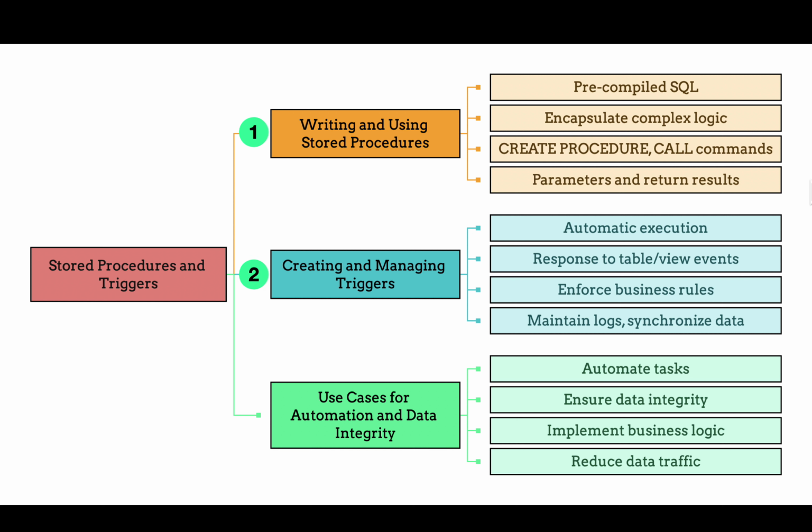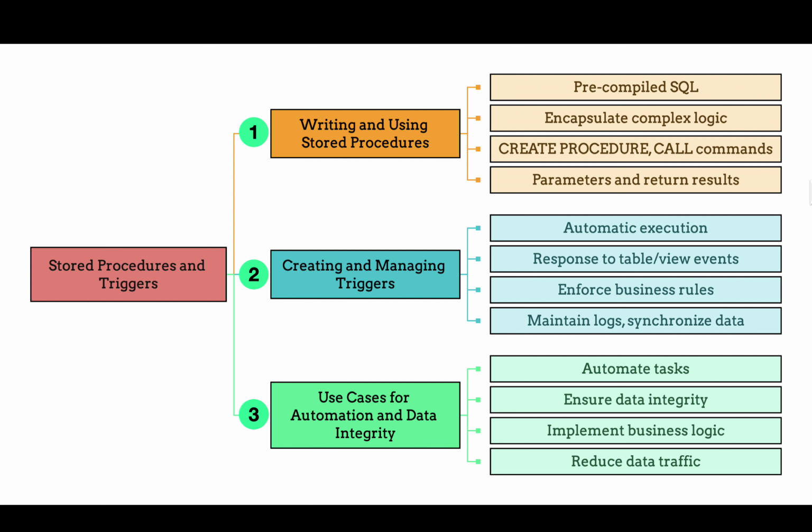2. Creating and managing triggers. Triggers are special types of stored procedures that automatically execute in response to certain events on a table or view. These events can include insert, update, or delete operations. Triggers are useful for enforcing business rules, maintaining audit logs, and keeping data synchronized between tables.